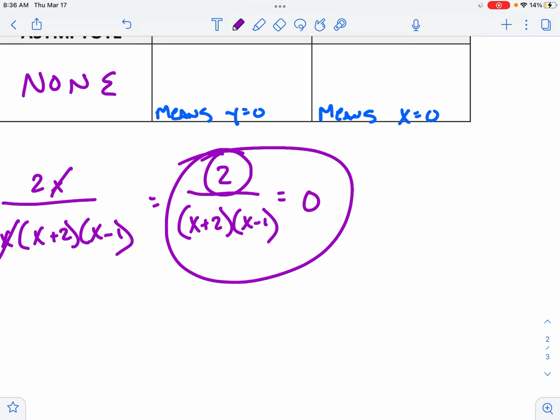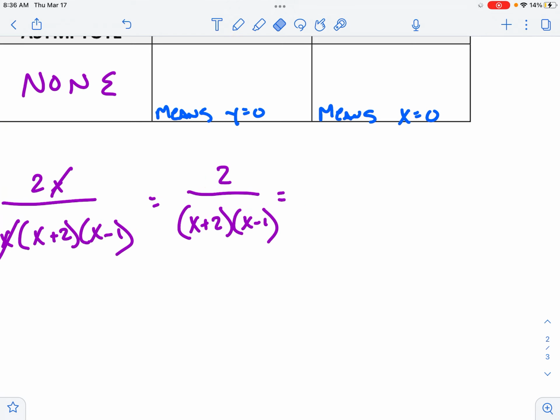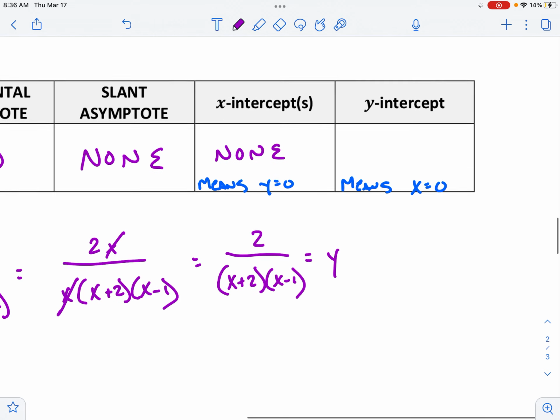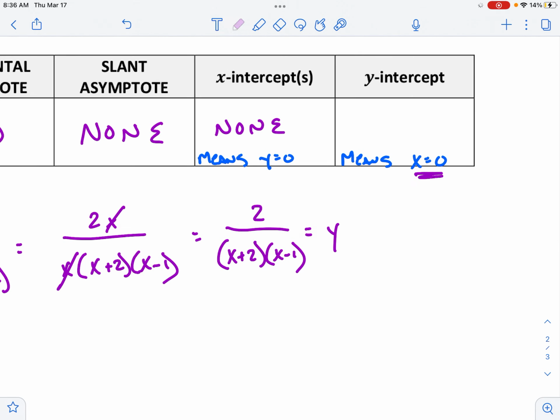Now, in this particular case, there's no way to make a 2 into a 0. I'm not going to stress that. I'm simply going to say we can't make 2 into a 0, so there is no x-intercept. As for the y-intercept, that means x equals 0. So everywhere where I see an x, I'm going to put a 0. I'm going to find myself with a 2 over 0 plus 2 is 2. 0 minus 1 is negative 1. 2 over negative 2 is negative 1. So my y-intercept is negative 1.